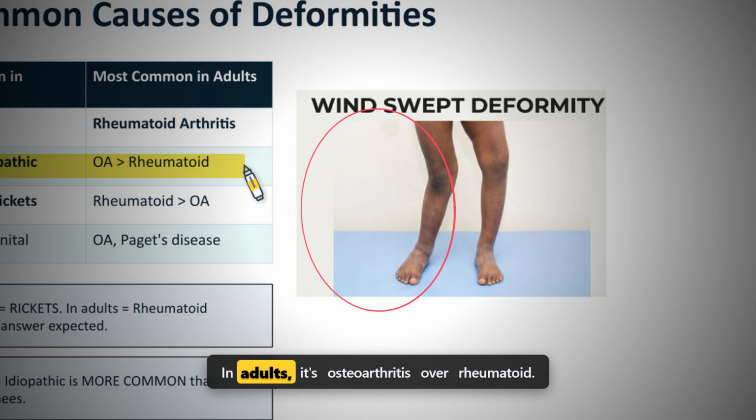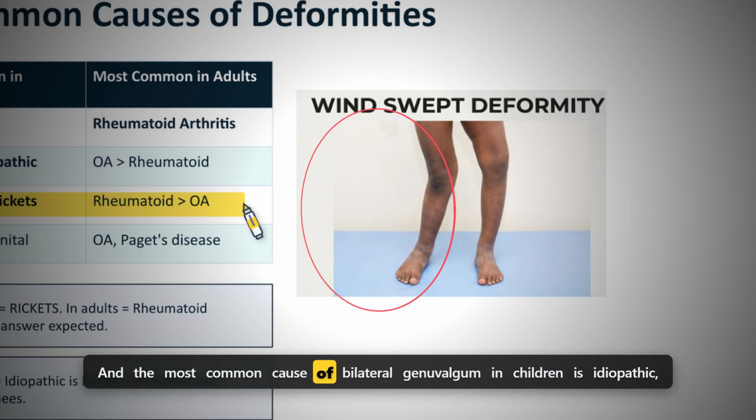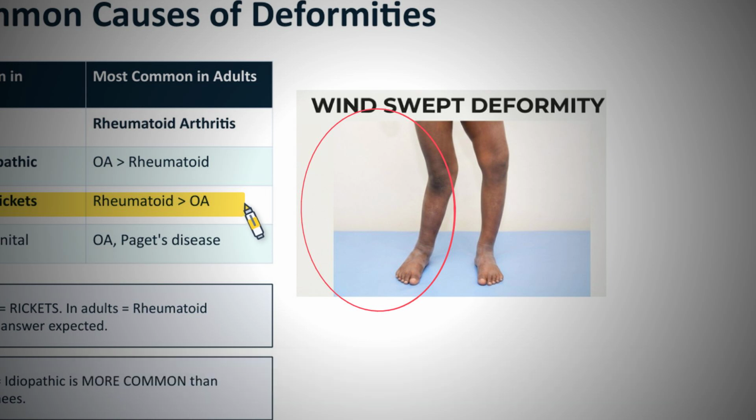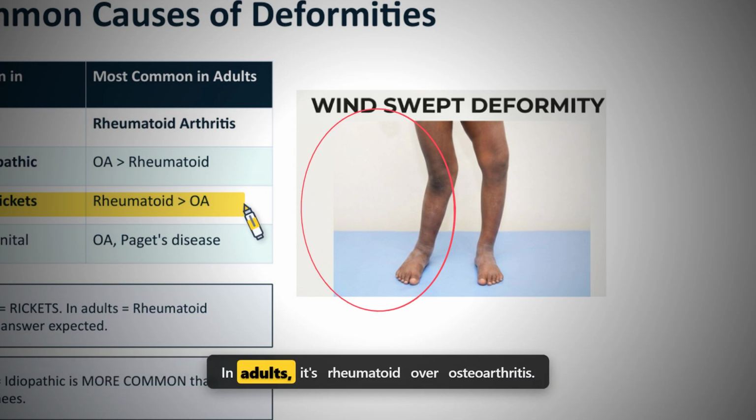In adults, it's osteoarthritis over rheumatoid. And the most common cause of bilateral genu valgum in children is idiopathic, followed by rickets. In adults, it's rheumatoid over osteoarthritis.